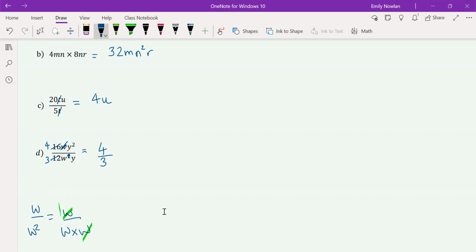Then the Y squared is the opposite. So I've got Y squared times Y is Y times Y on the top over Y. So in effect, I'm getting rid of one of the Y's and the one on the bottom goes. So this one's a bit tricky. So we end up with 4Y on top over 3W on the bottom. Well done if you got those.